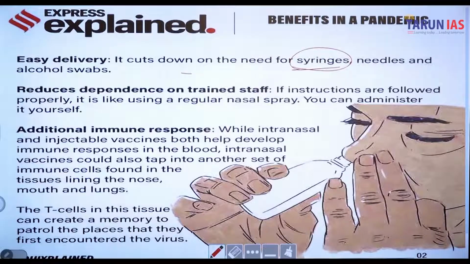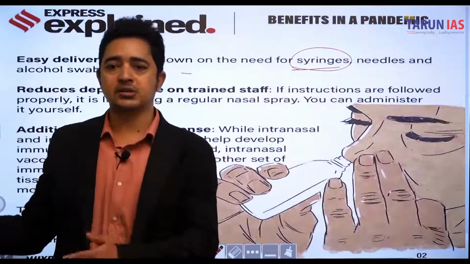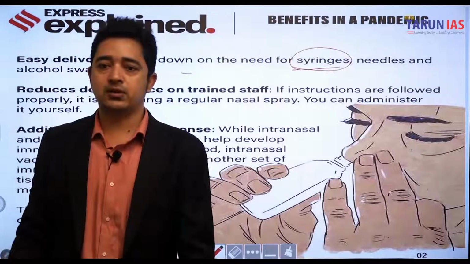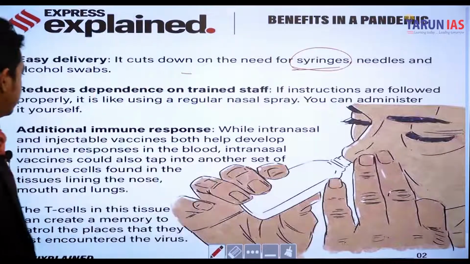Less dependency on trained staff. If instructions are followed properly, it is like using a regular nasal spray. You can administer it yourself, so there is no need to be in a crowd in a place. Infrastructure is not needed for this, so the government is reducing the cost.